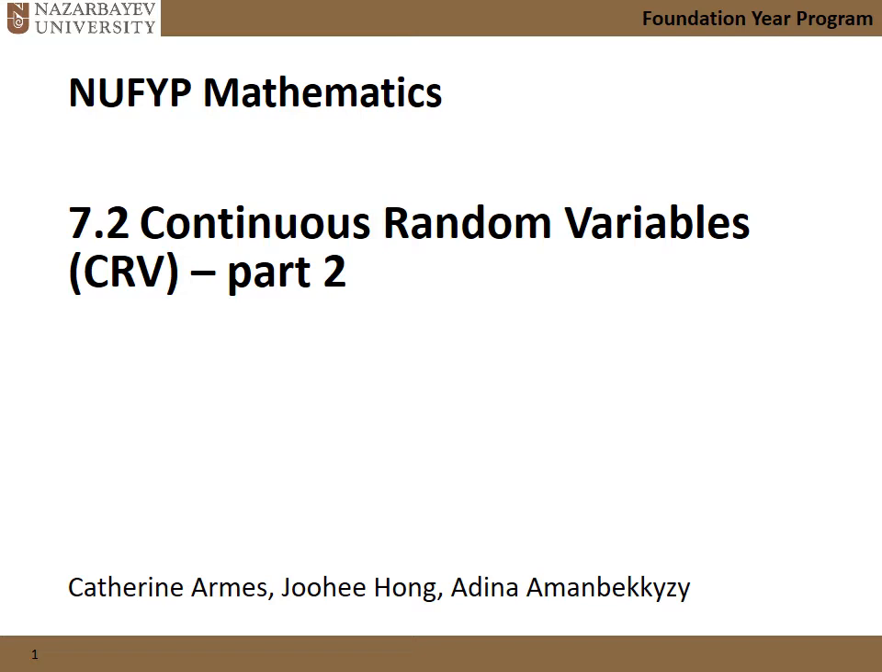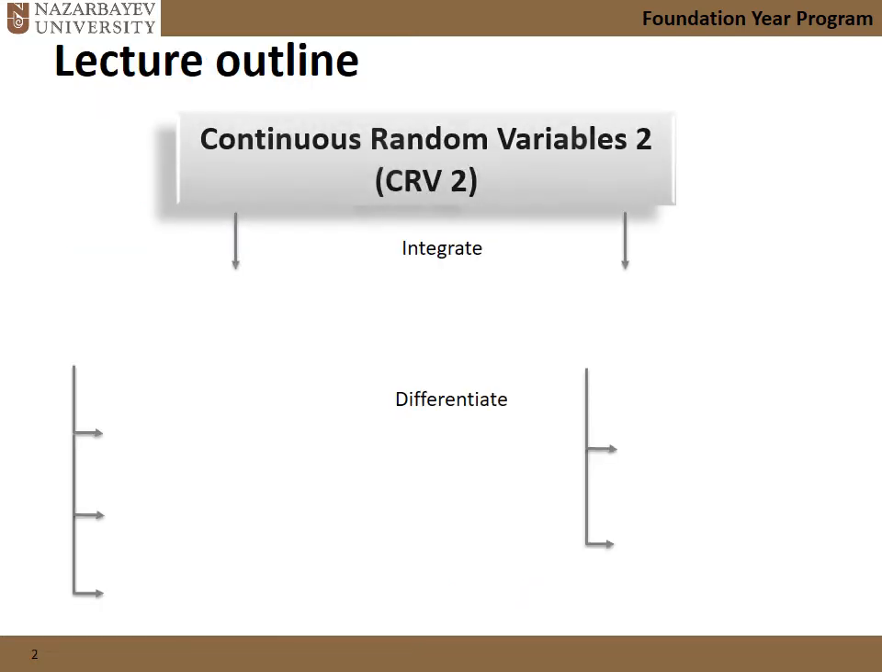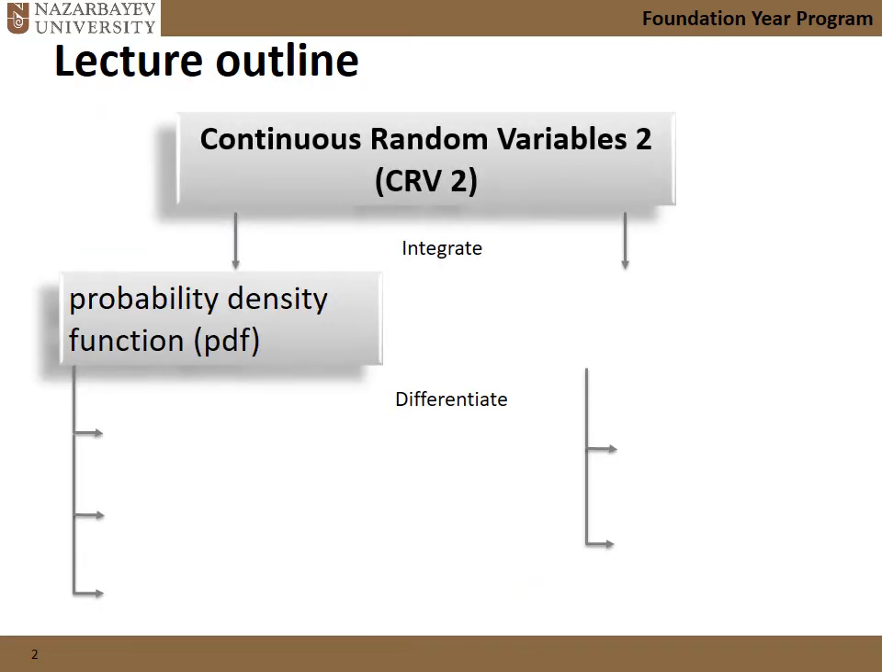Hello. This is lecture 7.2, continuous random variables. We already talked in 7.1 about the continuous random variable. And what we're going to do in this lecture is to define some function. We call it the probability density function, abbreviated PDF.